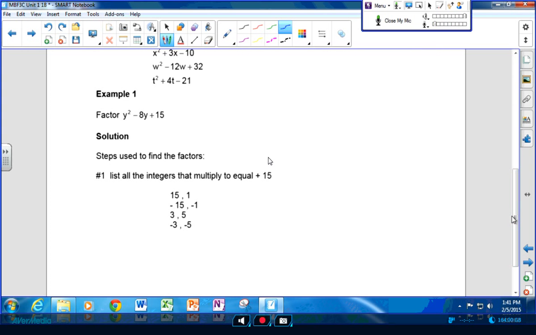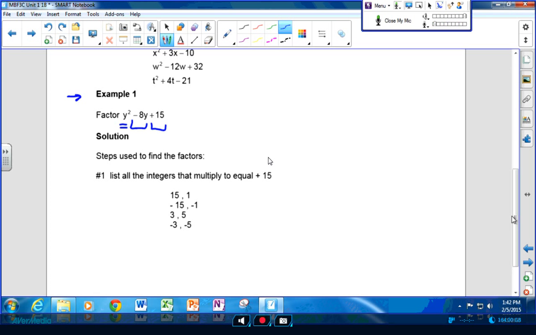So when we're looking at example 1 here, let's take a look at example 1. It says factor y squared minus 8y plus 15. So we see here that there's nothing in front of the y. There's no negative sign. There's no number, meaning that a is equal to 1. So we can go ahead and factor it. Now, what we need to do here is look at the negative 8y and the plus 15. And we have to remember that when we're doing FOIL, how we end up with those numbers.